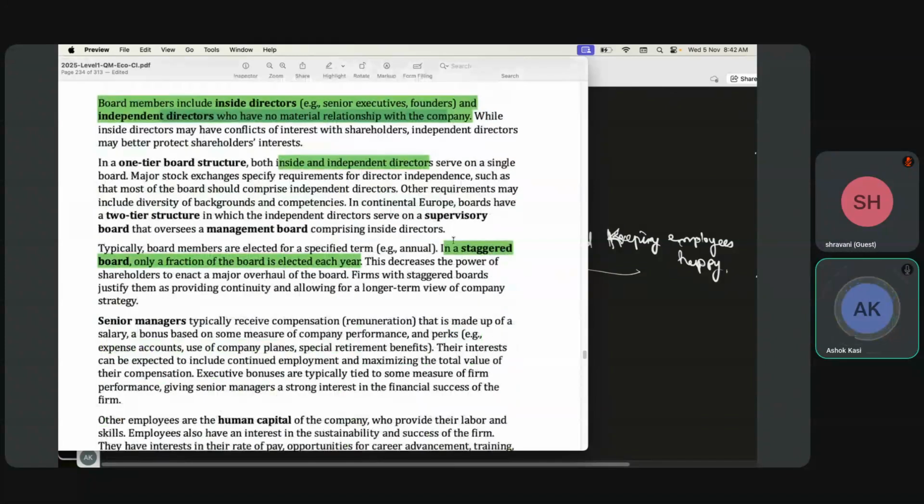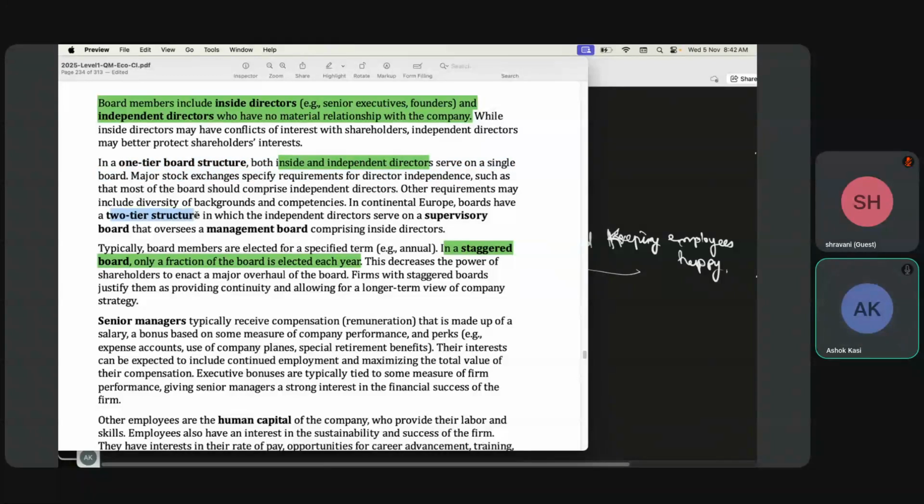Then the one tier board structure and the two tier structure. One tier means both inside and independent directors sit together on a single board and take whatever decisions they want to make. That is called a one tier board structure.